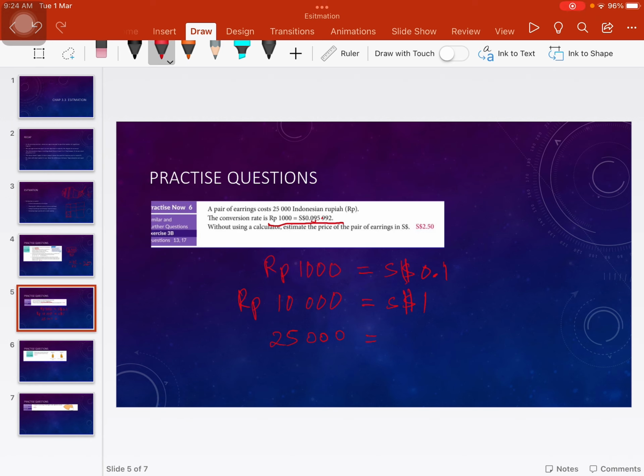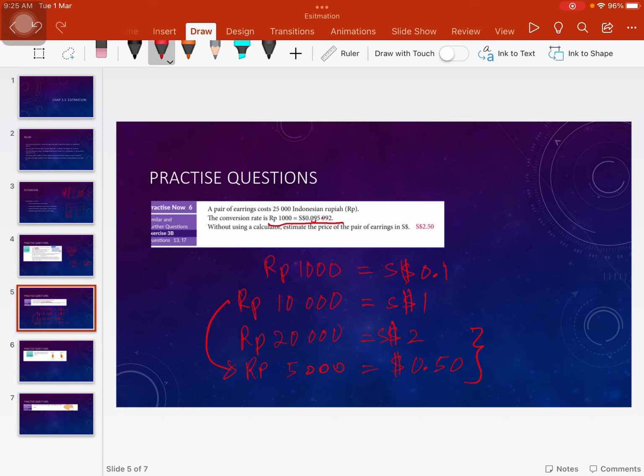Okay, and for that, let me just do an intermediate step. So for 20,000 rupiah, you get Singapore dollars of $2, correct? Okay, and we still have a balance of 5,000 rupiah. So what is 5,000 rupiah? Take reference from here. It's half of 10,000 rupiah, which means it is half of $1, which is 50 cents.